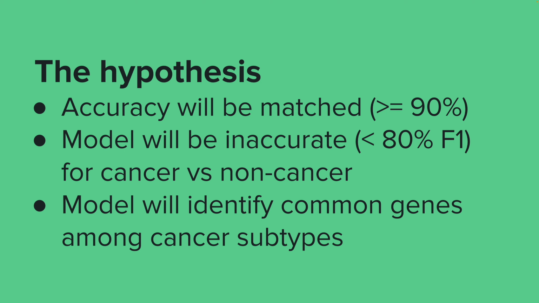And so the hypothesis is that the accuracy will be able to be matched. There's already an existing random forest model of this data with a 90% accuracy rate, so the goal is to meet that. However, I'm not 100% sure if we can distinguish between cancer versus non-cancer, or just between the different types of brain cancer that we're looking at. So we'll see what happens with the broader application there. But then I do believe that with distinguishing between the different subtypes of brain cancer, we'll be able to identify the common genes among the cancers that can be used as candidate biomarkers moving forward.